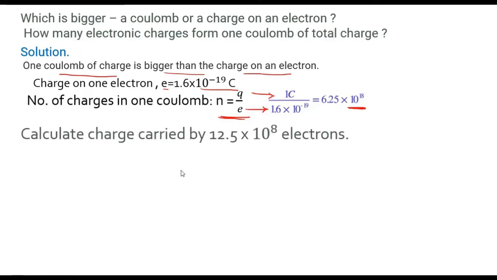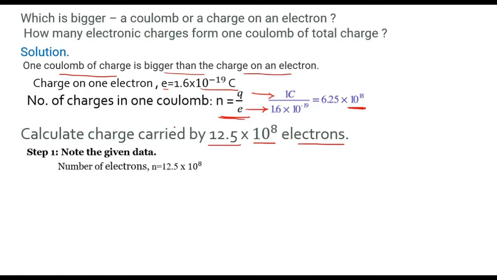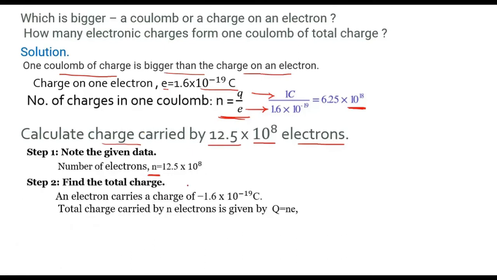Next question: calculate the charge carried by 12.5 into 10 to the power 18 electrons. Mind it, what are the parameters that have been given? We have to first concentrate on that. First of all, the number of electrons has been given, that is 12.5 into 10 to the power 8, and we have been asked to calculate the charge carried by this many electrons. So which formula do we use? We have to use the quantization of charges, that is Q equals N into e.